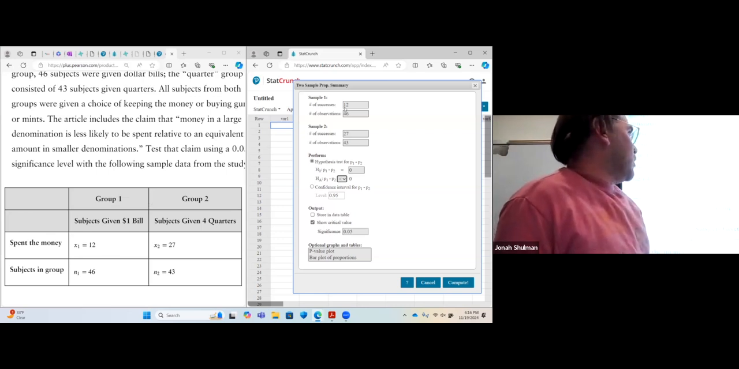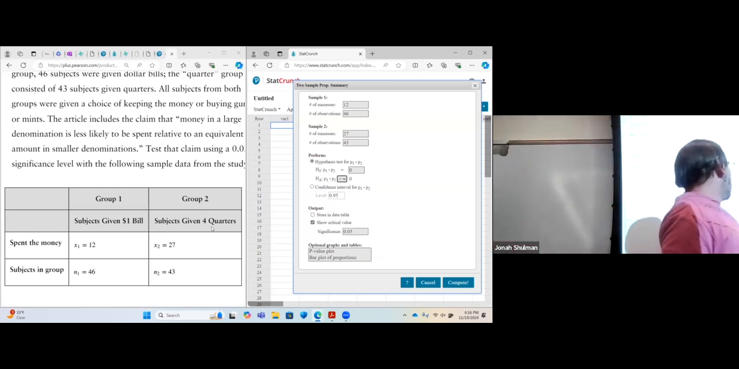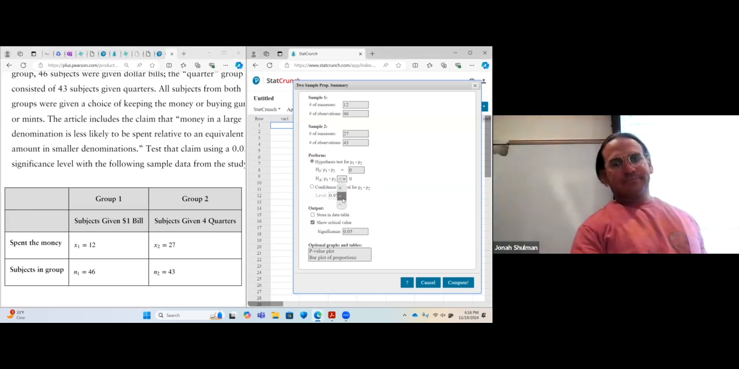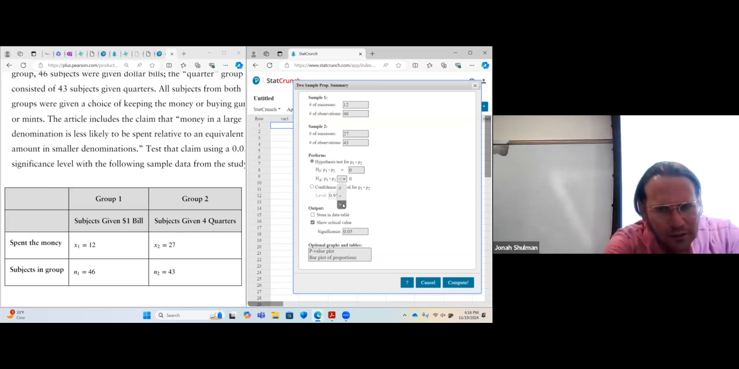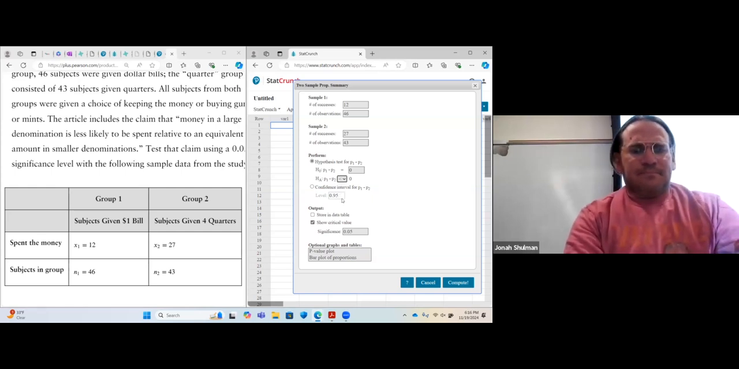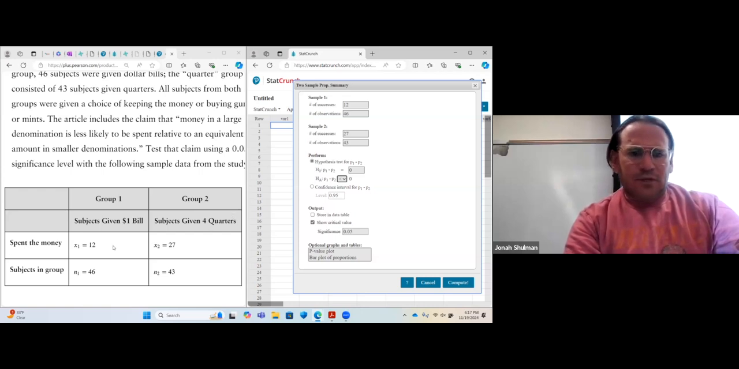Well, we made this one group 1, right? The 12 out of 46. And then we have this one, 27 out of 43. Well, this one we're claiming we'll spend more of it. So, oh yeah, it's going to be a negative number. So it's going to go the other way. No, but then that's the right way, because 0 should be greater than the number. P1 minus P2 should give us a negative number. And this is going to be less than 0.